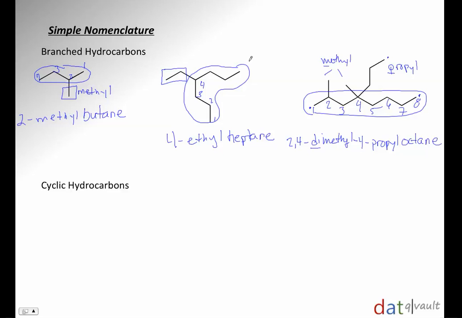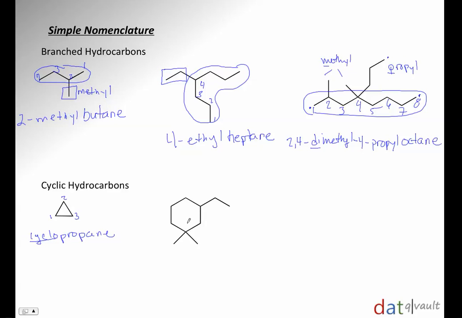So let's move on to the next section, which is cyclic hydrocarbons. Here I have an example of the most simple cyclic hydrocarbon, which is going to be cyclopropane. We name these hydrocarbons very similar to linear hydrocarbons. First we find the number of carbons in the molecule, in this case the cyclic form, and it's called propane because there's 3 carbons in it, and then cyclo means it's in a cyclic form.